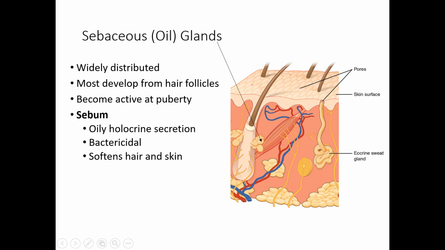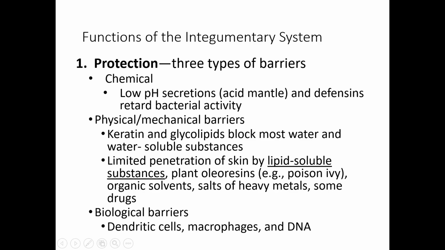Next type of glands are sebaceous or oil glands. Here they are. They are always attached to the hair, and they produce sebum. It's an oily secretion which softens our skin and our hair, and it has bactericidal properties also. They also become active from puberty only, and in children they are not active.